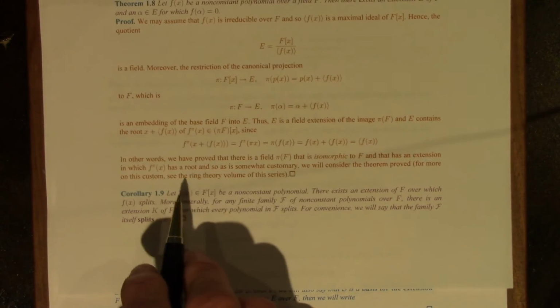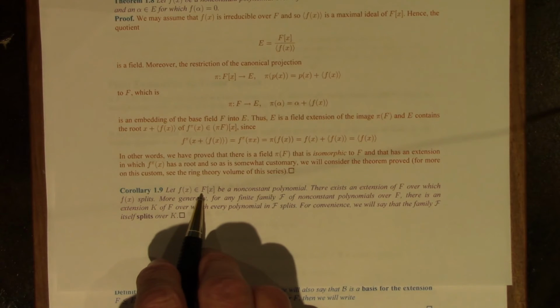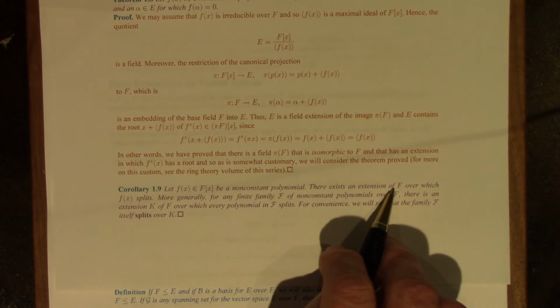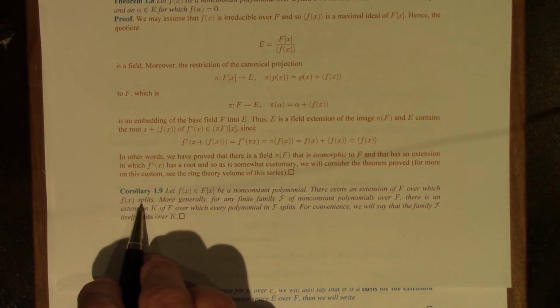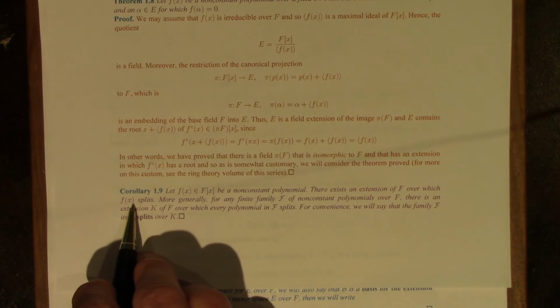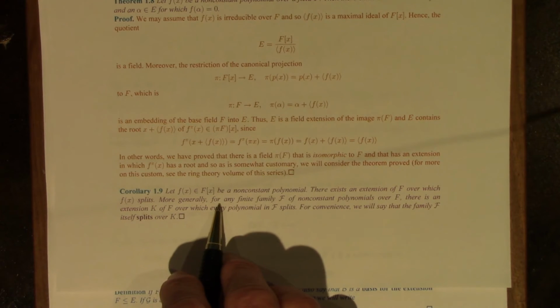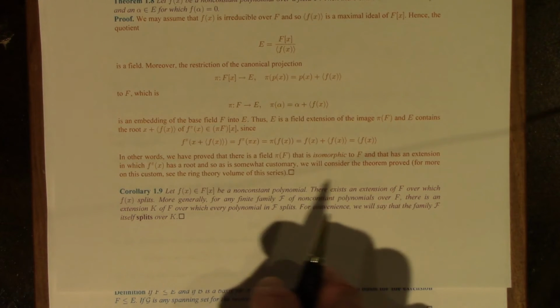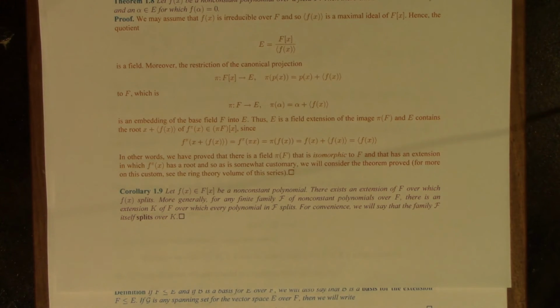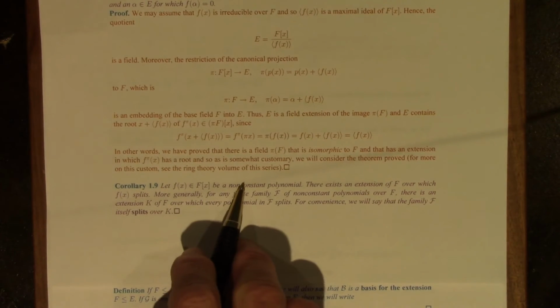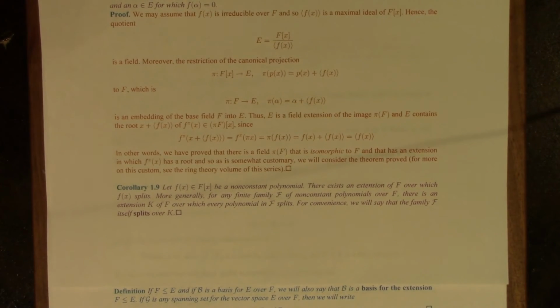Corollary: if f of x is a polynomial over F, non-constant, then there exists an extension of F over which f of x splits. In other words, it factors into a product of linear factors. Somewhat more generally, for any finite family of non-constant polynomials, there's an extension over which every member of the family splits. So we'll just say the family splits. This is a very minor extension, and I'll let you think on why that is.